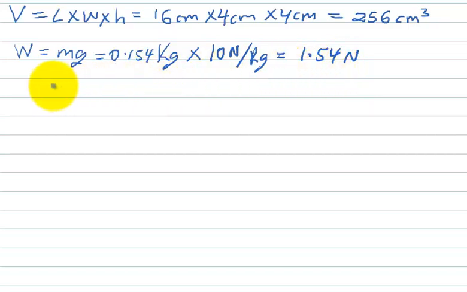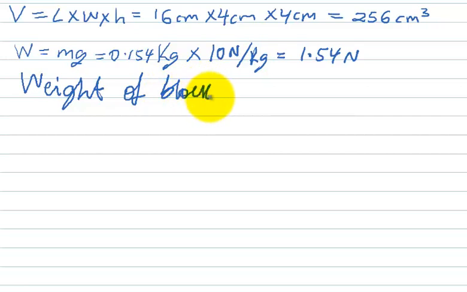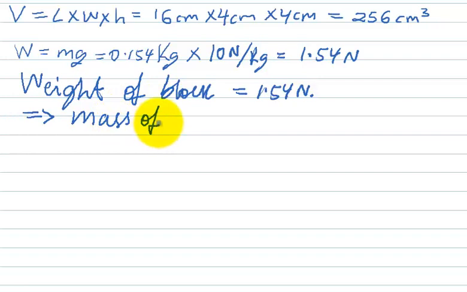According to the law of flotation, the weight of the block is also 1.54 newtons. So weight of block is 1.54 newtons. Now this implies that the mass of the block can be worked out. Remember, the reason why we want the mass of the block is so that we can divide it by its volume to get its density.